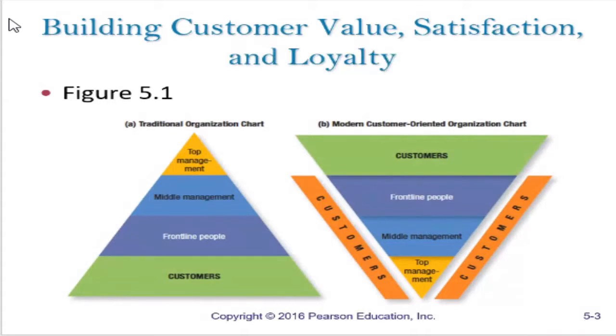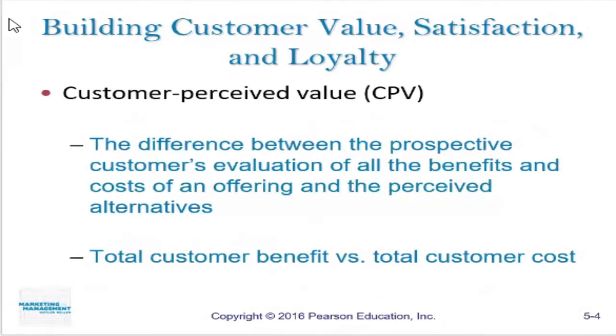Then comes the middle management, and the top management is at the bottom. So it's a bottom-up situation where the most important person is the customer. The customer is the king. The modern customer-oriented organizational chart is actually reversed. It's upside down. Now, this context calls for customer perceived value, CPV.